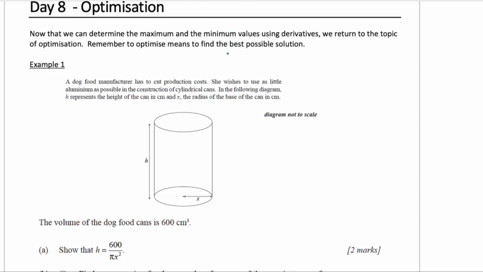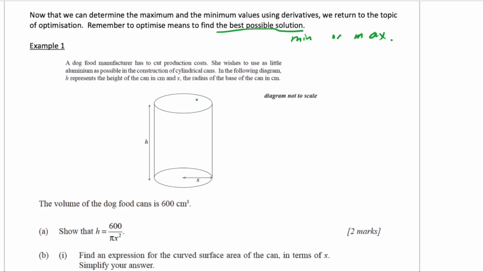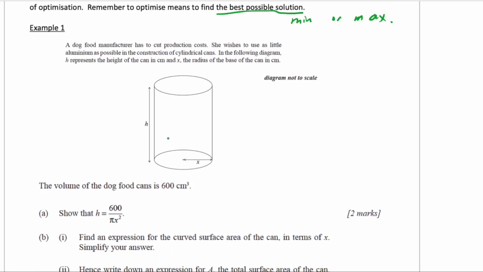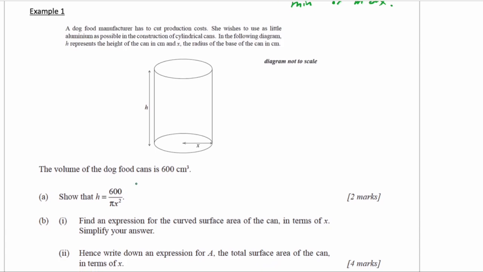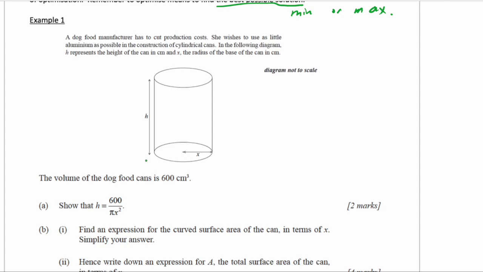Optimization is finding the best possible solution. This involves finding a minimum or maximum using calculus, depending on the context. In this example, we've got a cylindrical dog food can. Show that h equals this expression. This is a very common type of thing to do, and this is what we're going to do.